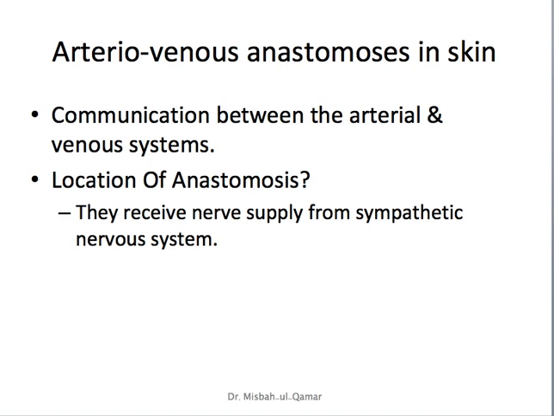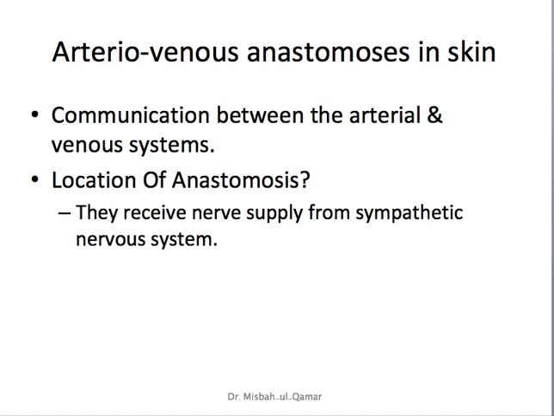Right, and then there are arteriovenous anastomoses. So in addition to the system of vessels which I described earlier, there are present in the deeper layer of the dermis a large number of arteriovenous anastomoses. And these anastomoses serve as a direct communication between the arterial and the venous systems. These anastomoses are mostly found at the lips, nose, ears, and the volar surfaces of hands and feet.